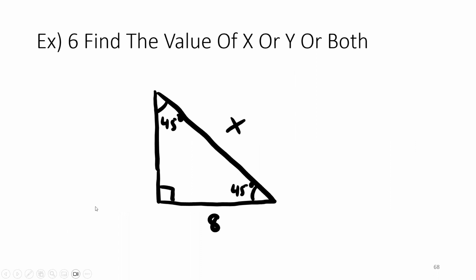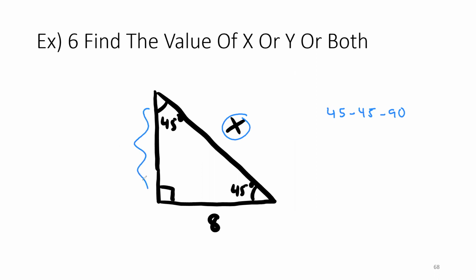Example 6. Find the value of x or y or both. So this is a 45, 45, 90 triangle, right? Or an isosceles. So according to the rule, we've got to find x, which is the hypotenuse. They don't ask you to find this, but I'm going to just say it anyway.